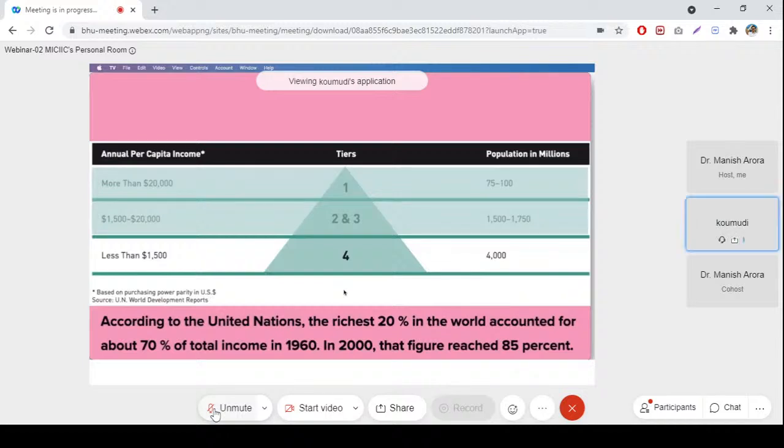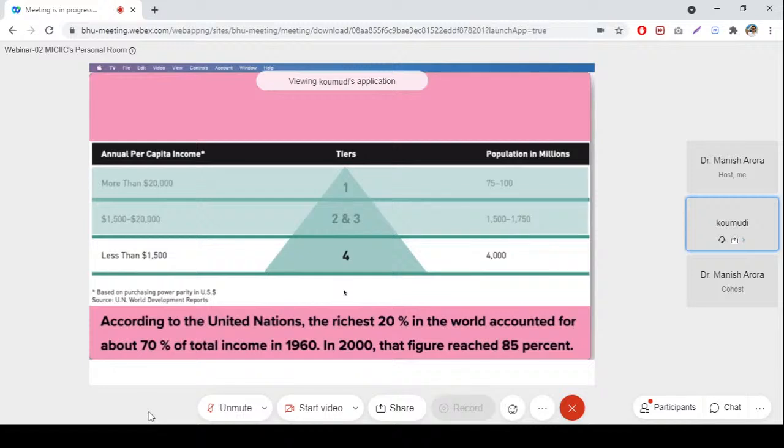Contrast this with Jeff Bezos, the owner of Amazon. Jeff Bezos makes around $321 million per day, or $3,715 per second. According to the United Nations, the richest 20% in the world accounted for about 70% of the total income in 1960. In 2000, that figure reached 85%.